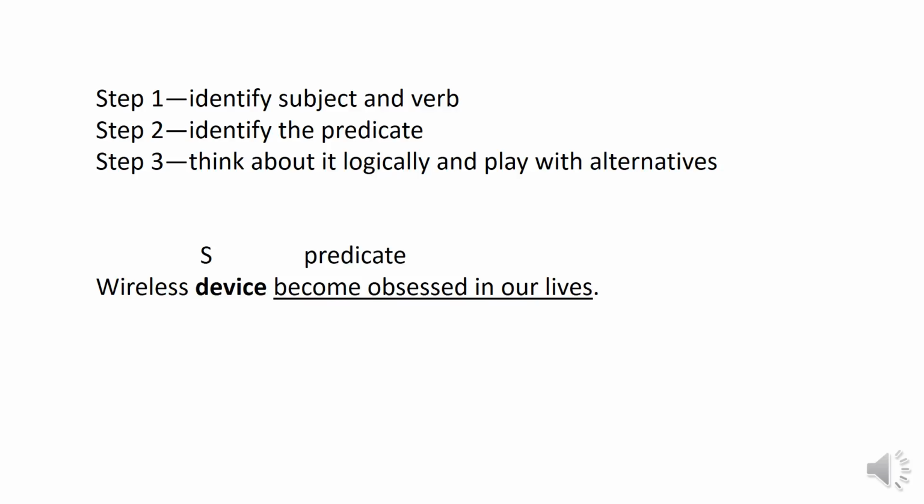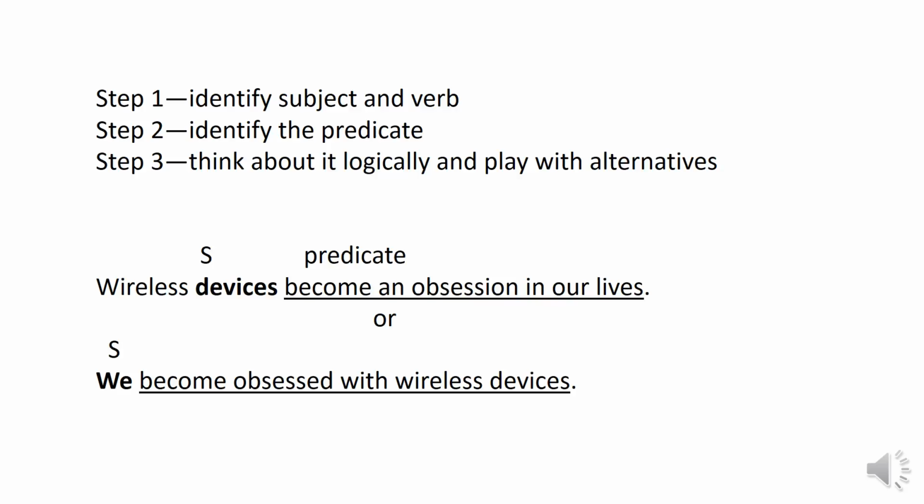The subject is wireless device. The predicate is become obsessed in our lives. This makes no sense. Only people or animals can become obsessed, not machines. Think about changing the subject or the predicate to fix this. Pause the video and play with the possibilities. Change the predicate so that the device becomes an obsession, or we can change the subject and part of the predicate so that we become obsessed.